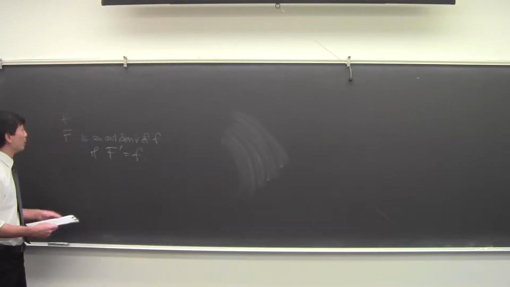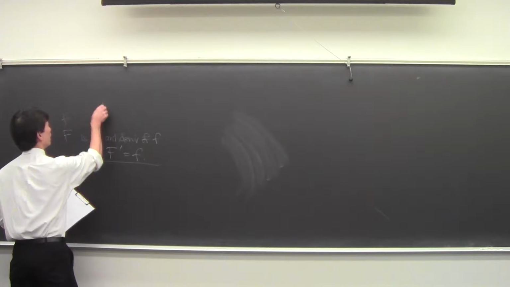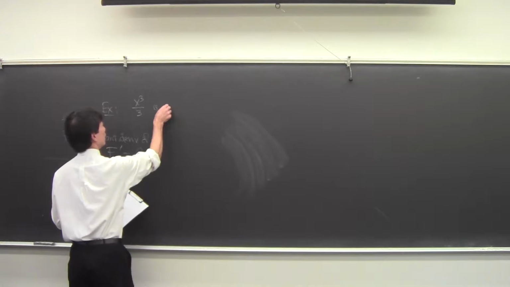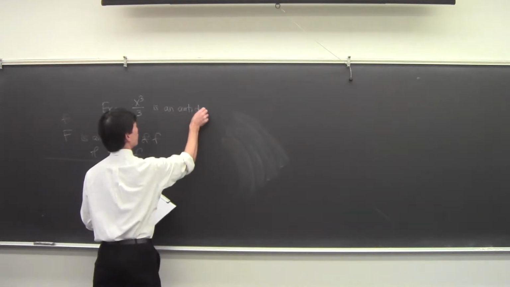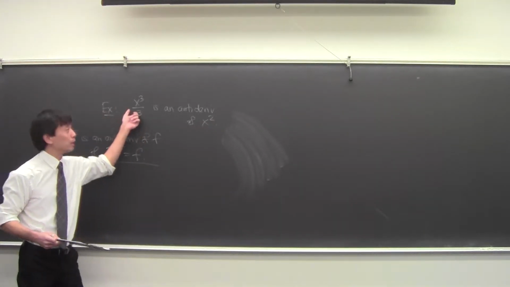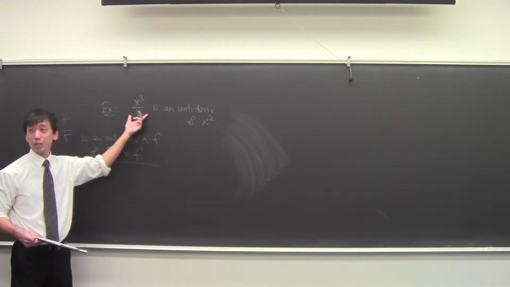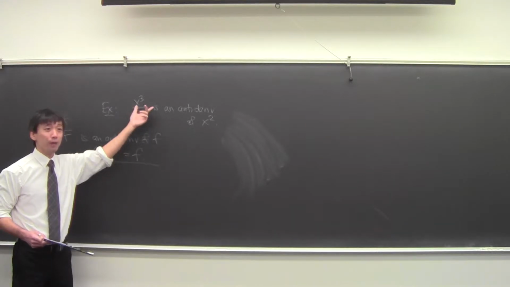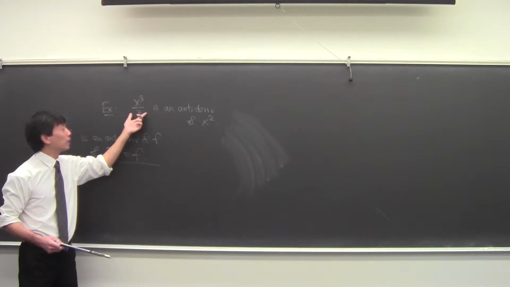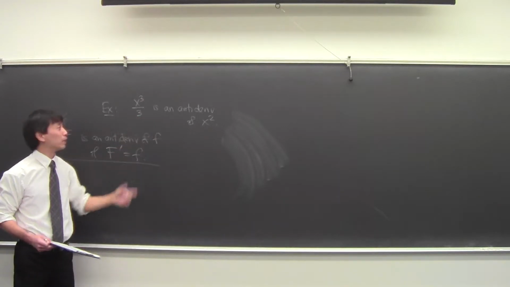Okay, so remember what that is. And then we have this notation, right? So for example, x cubed over 3 is an antiderivative of x squared, right? Because the derivative of x cubed over 3 is x squared, right? And as we mentioned last time, once you find one antiderivative, you've found all the antiderivatives, because all the antiderivatives will differ by a constant, right? Any functions with the same derivative differ by a constant, right?